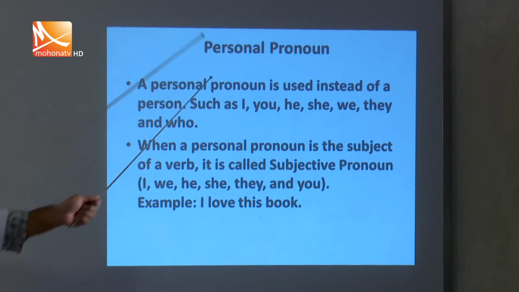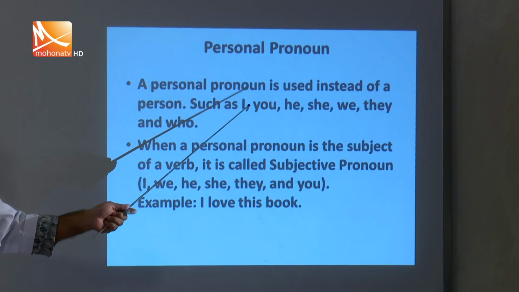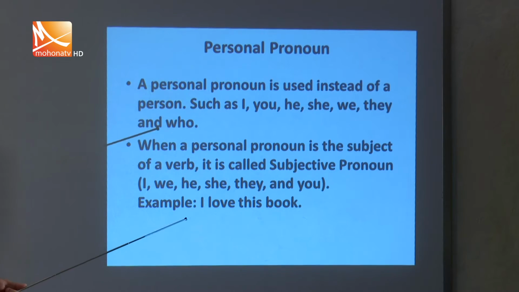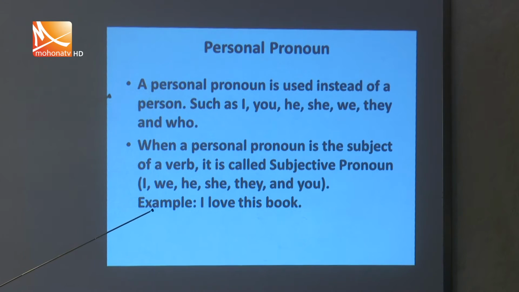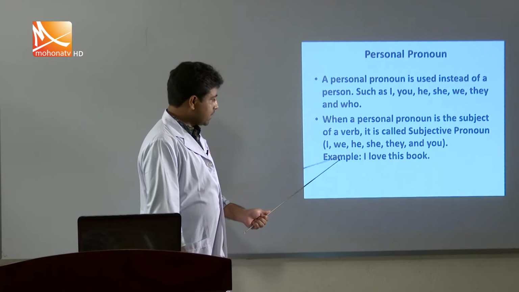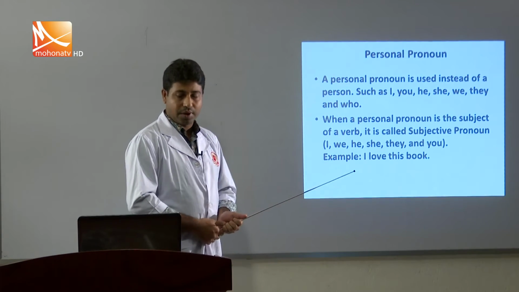A personal pronoun is used instead of a person such as I, you, he, she, we, they and who. These are the personal pronouns. When a personal pronoun is the subject of a verb, it is called a subjective pronoun. For example, I, we, he, she, they and you. For example, I love this book. In this sentence, I is a personal pronoun.